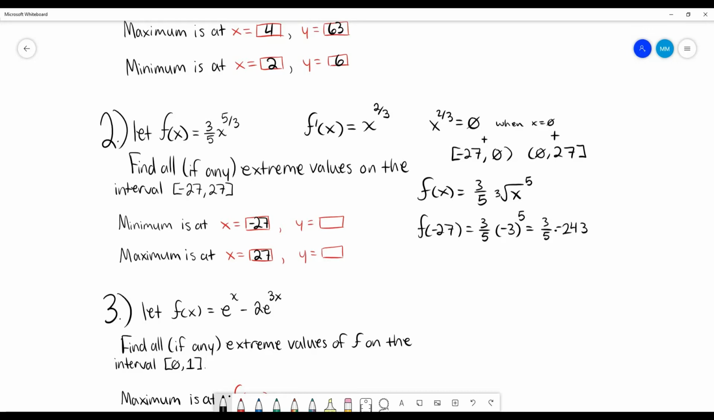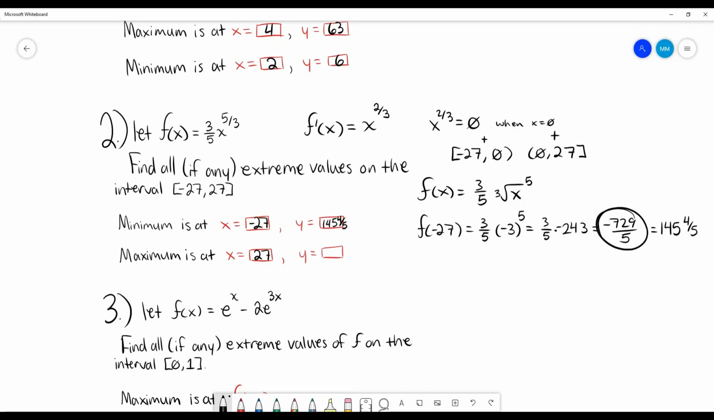I multiply that by another 3. That's going to be negative 729 divided by 5. I'm just going to leave it in that fraction form, as an improper fraction there. Or actually, no, I'll go ahead and rewrite that as a mixed number. I think I'm just going to use a calculator for this, just for time's sake. It's going to be 145 and 4/5. Okay, so that's our maximum.